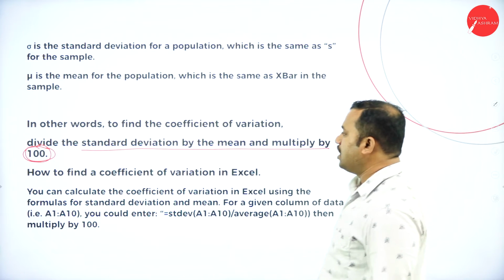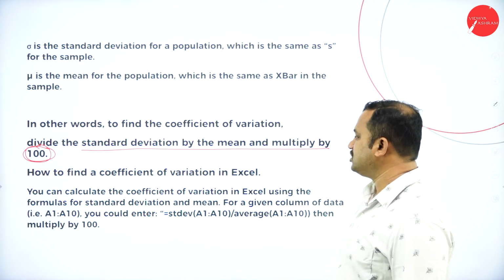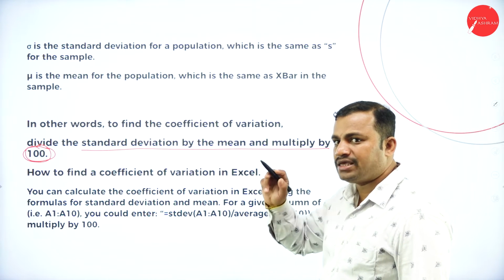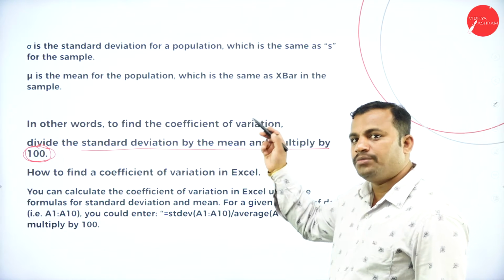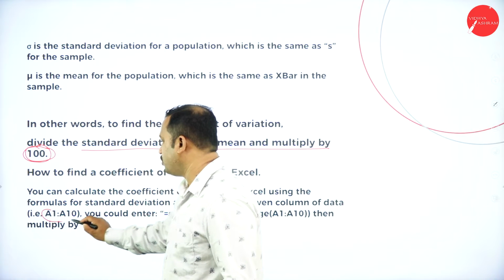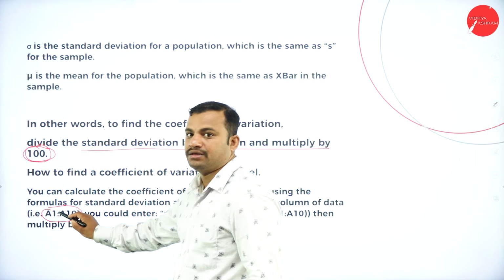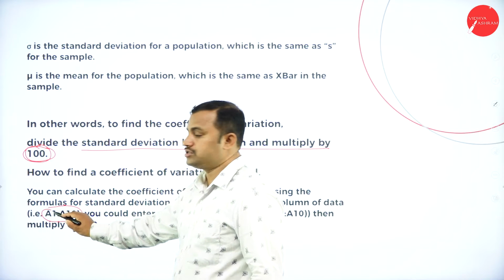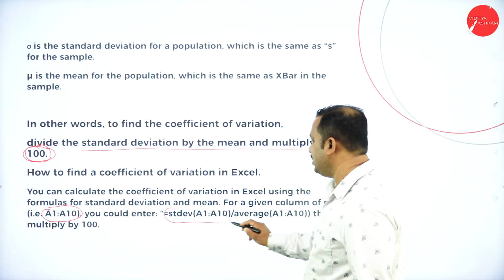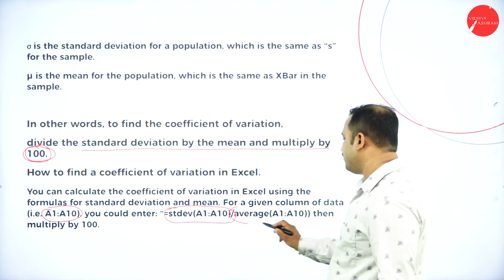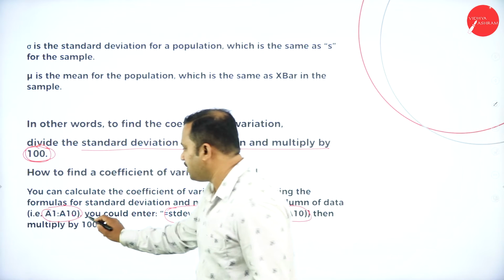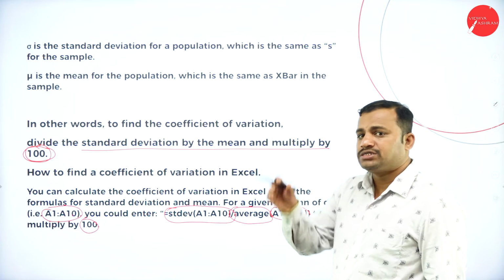If that is the case, how do we find the coefficient of variation in Excel? In Excel, you will have cells like A1, A2, A3, and so on up to A55. Suppose you want A1 to A10, that means 10 cells from A1 to A10. Take STDEV of that divided by the average, that means the mean, of the same range, and then multiply it by 100. That gives you the result.